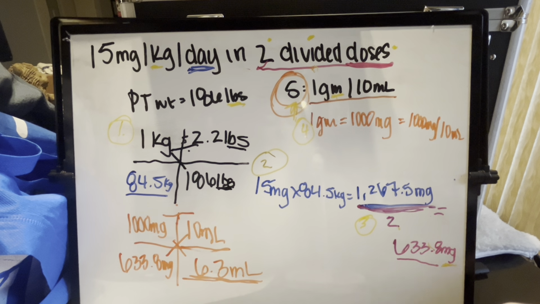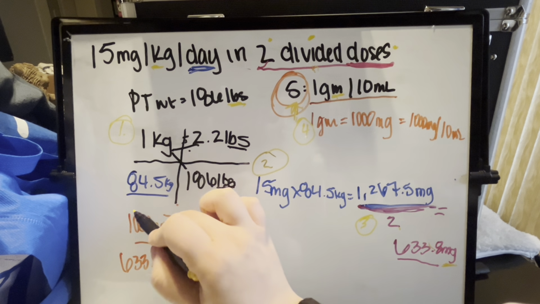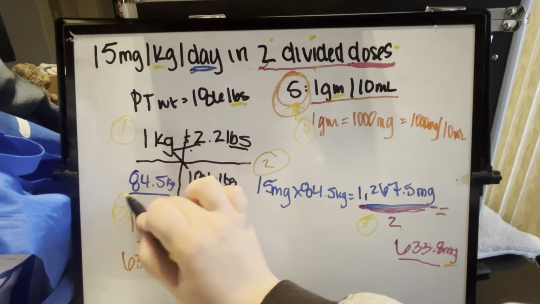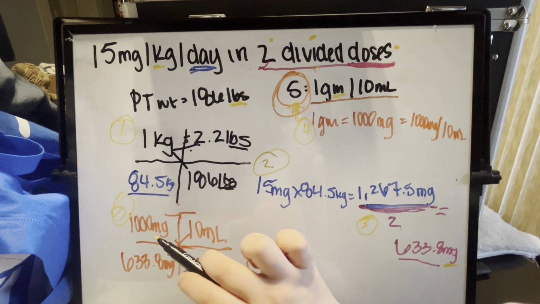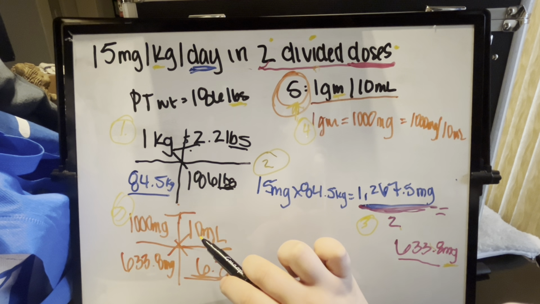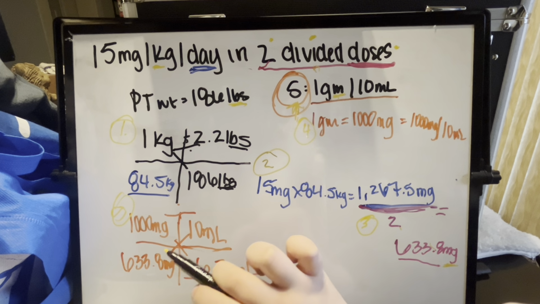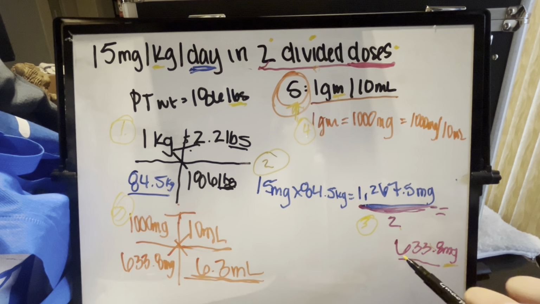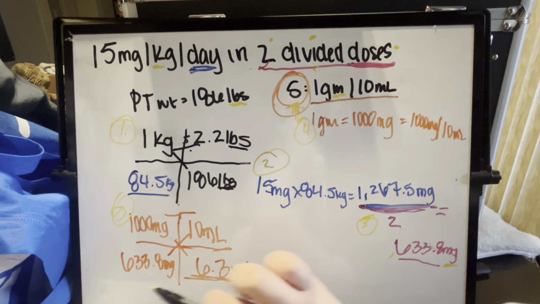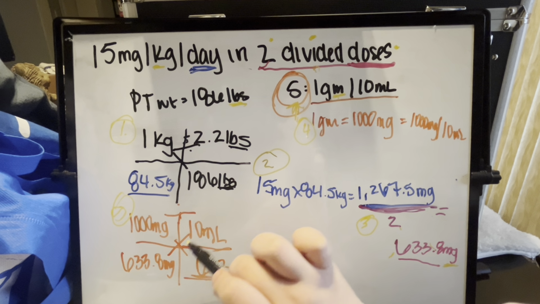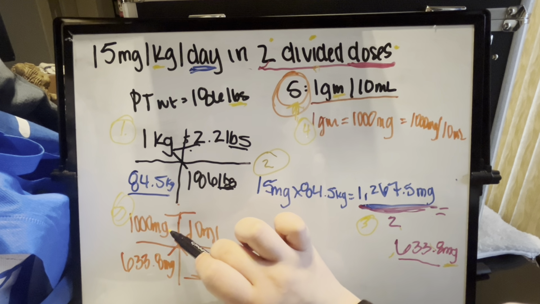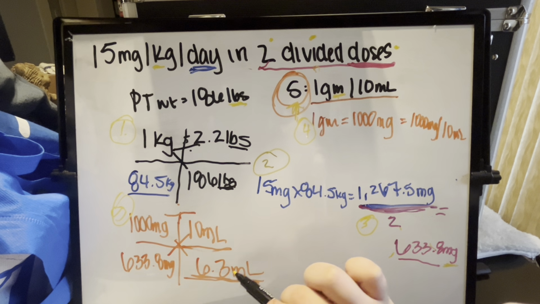Now after we do that, we can actually do the math, which was step 5, setting up our box. We put our stock on top, 1,000 milligrams, 10 milliliters, and we matched our milligrams here with our dose, which is 633.8 milligrams, which we then times by 10, divided by 1,000, and we got 6.3 milliliters.